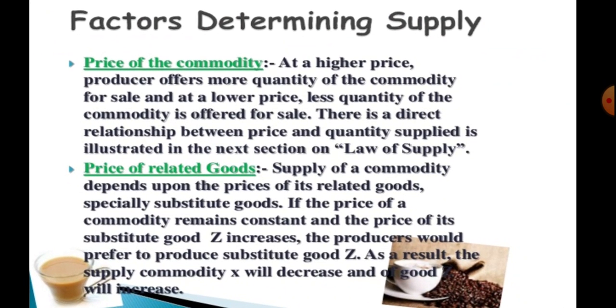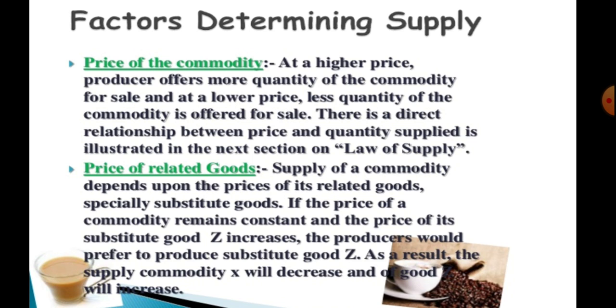The very first one, price of the commodity. Dear student, keep in your mind that other things remaining constant, whenever there is increase in price of the commodity, its supply increases and vice versa. Means higher the price of the commodity, higher quantity will be offered for sale. Now, what about the price of related goods? There are two types of related goods as we have already studied.